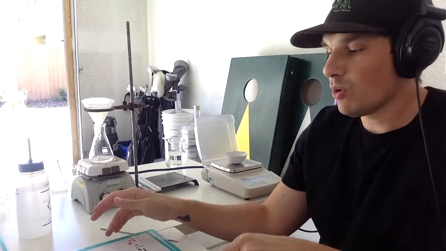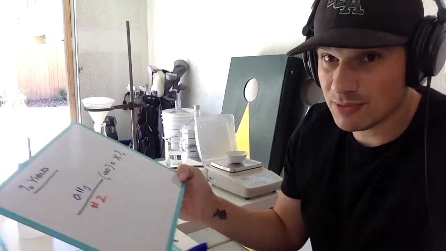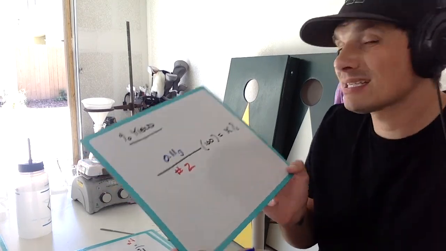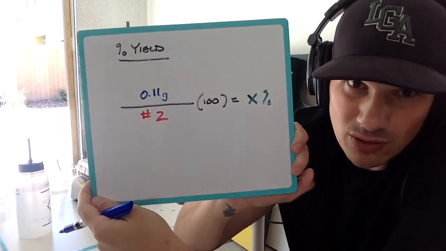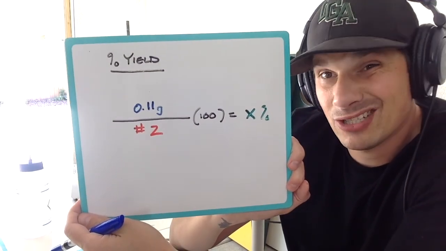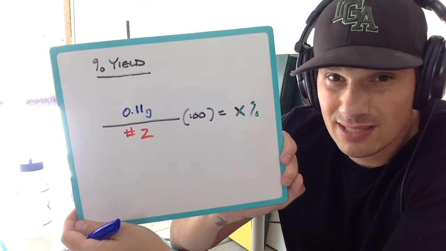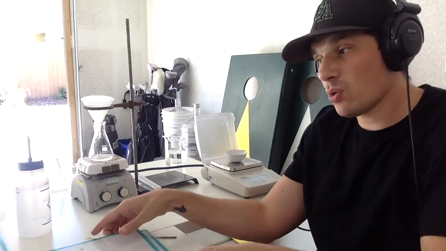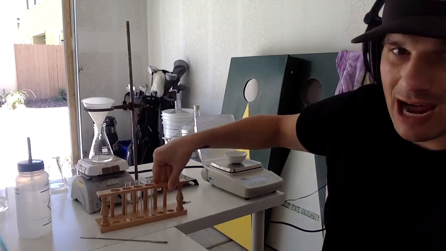Once you've done that, you have your grams, your theoretical yield, what you should actually make, the most you can make out of this. Find your percent yield. We got 0.11 in this case. Divide that by your answer to number 2, the grams of acetylsalicylic acid. Multiply by 100, and that's your percent. So those are the math equations that you guys are going to do in your lab report.